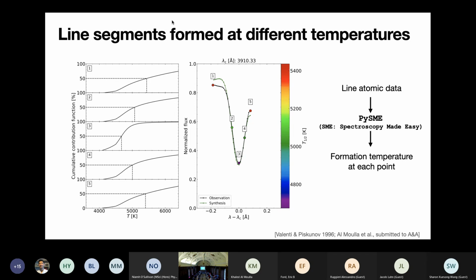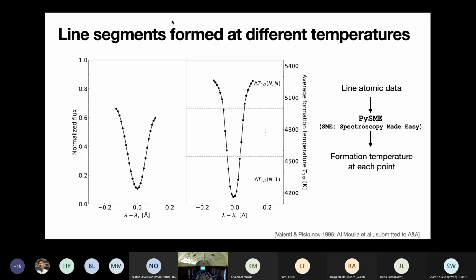Because each wavelength point is actually not formed at a specific formation temperature, but more a whole range of them. But we can define a single quantity by integrating the contribution function and choosing the temperature at which it reaches 50% of its value as the average formation temperature. And here you can see the inferred value on the x-axis for these points 1, 2, 3, 4, 5, and the temperature is decreasing as you go to the core and increasing in the wings.